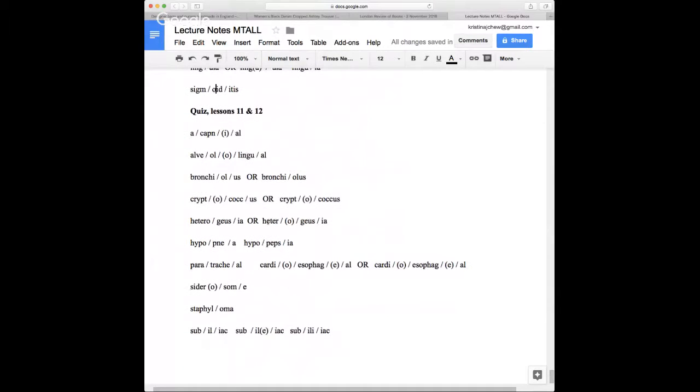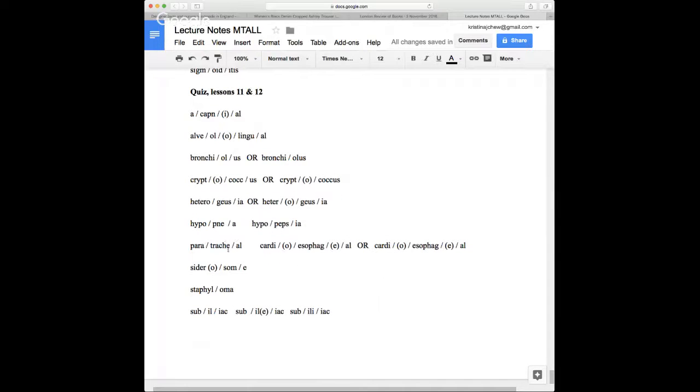For heterogeusia, you can either leave the O on the hetero, that is actually a prefix that we learned earlier in the semester, or you can break it down and indicate that this is a base and that that's a connecting vowel. They're both correct. Please note it's G-E-U-S. Quite a few people reversed the vowels and made it U-E on their homework. It is E-U. Hypopnea and hypopepsia both use the prefix hypo, which means under, and this O is part of the prefix. It's not a connecting vowel. Most of you got that correct, but a couple people didn't.